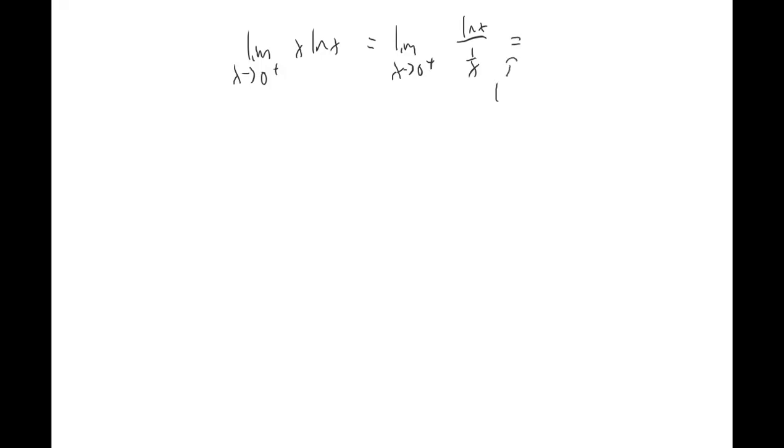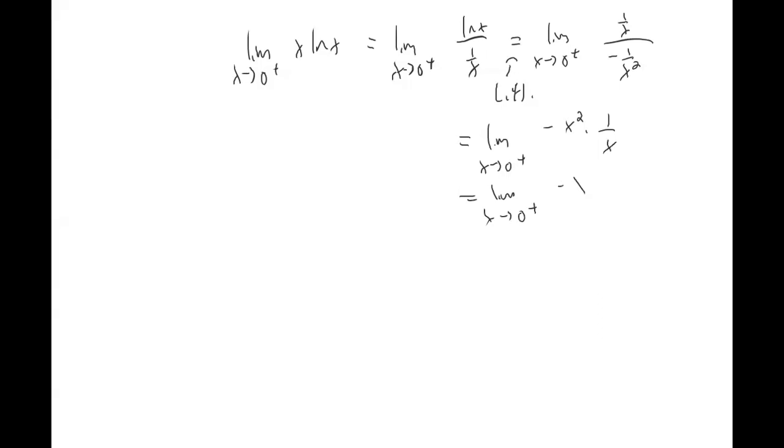So L'Hopital says this is limit x goes to 0 from the right. The derivative of ln is 1 over x. And the derivative of negative 1 over x is negative 1 over x squared, right? So if you simplify, dividing by negative 1 over x squared is the same as multiplying by negative x squared. So this is limit x goes to 0 from the right of negative x, and that's 0, right? Everyone follow? Yes, no. Okay.